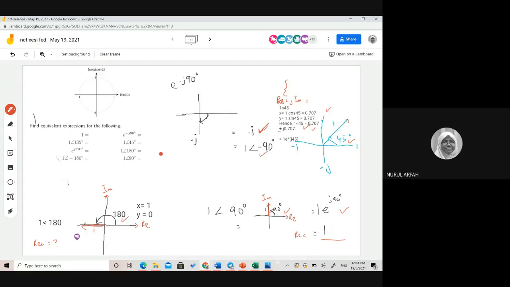Are you sure this is 1 plus something? Okay, for this one, yes, correct. But do you have it negative or positive? The 180 degree here. Okay, let me check here. Do we have real axis?